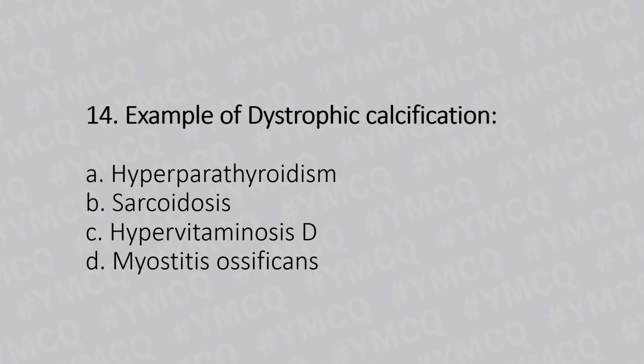Option A, hyperparathyroidism. Option B, sarcoidosis disease. Option C, hypervitaminosis D. Option D, myositis ossificans. And the answer is option D, myositis ossificans. Moving to 15th question.